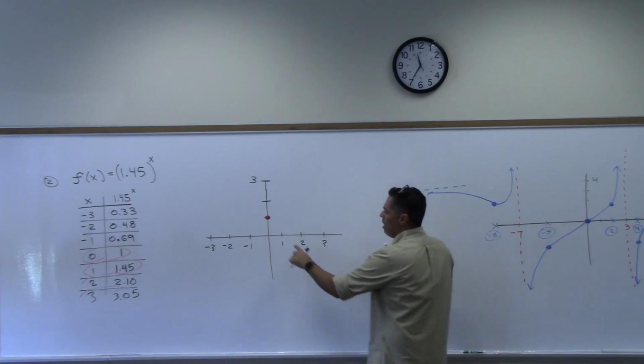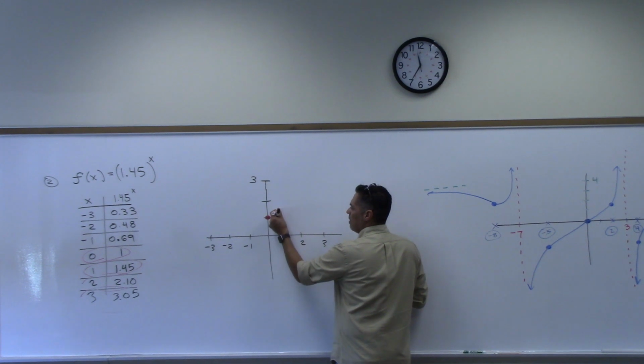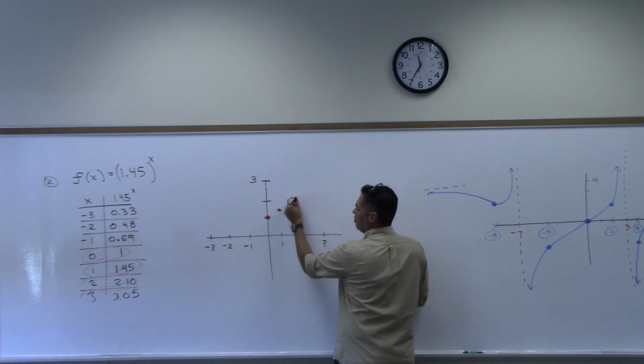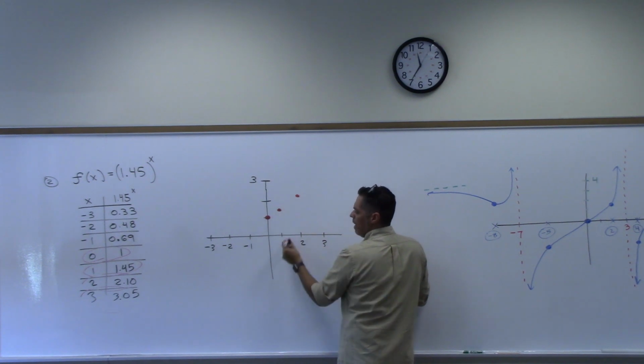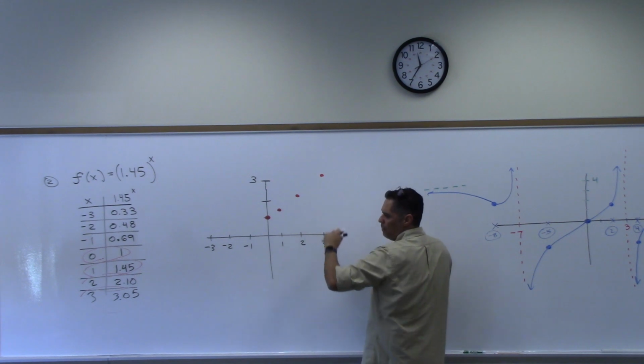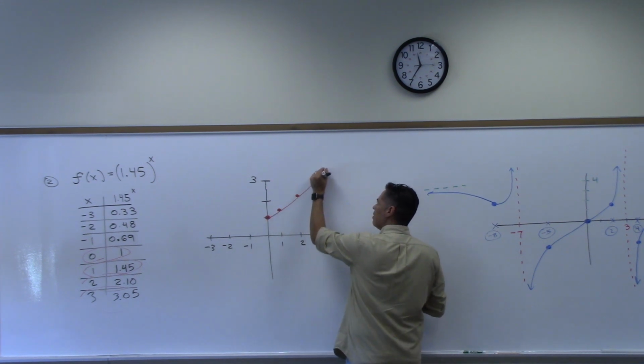And then when I go to 1, I need to go up 1.45. So about right there. At 2, I go up to 2, a little bit past 2, 2.1. And then at 3, I go up a little bit past 3. See, I'm just getting ballpark. It doesn't have to be perfect. And then it goes like this.